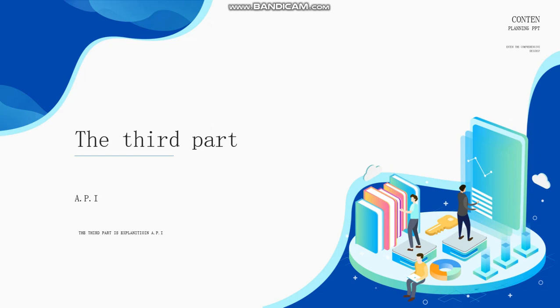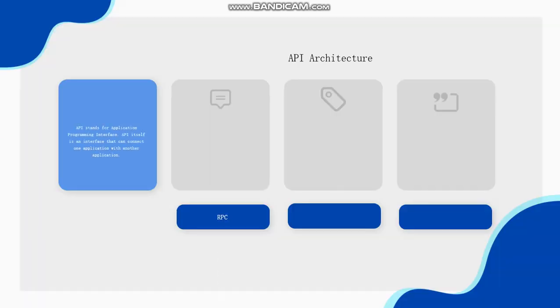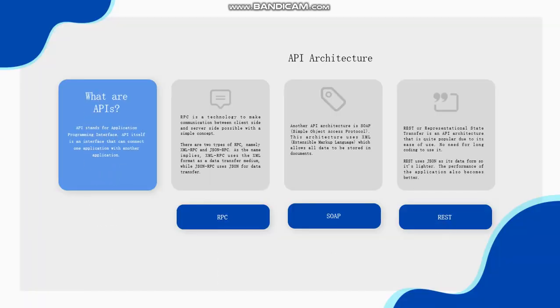The third part is API. What is an API? API stands for Application Programming Interface. An API itself is an interface that connects one application with another application.